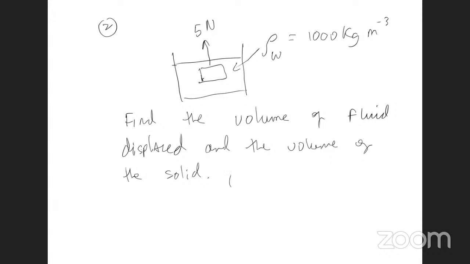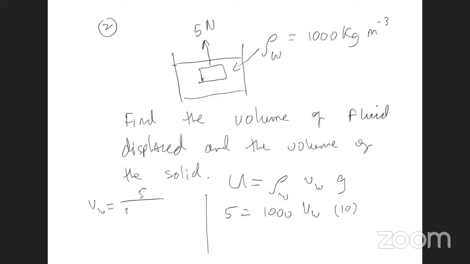So upthrust is what? We said upthrust is density by volume by gravity. We know the upthrust is 5, density is 1000. We don't know the volume, and we know gravity is 10. That's okay? So it means that volume of water will be 5 over 1000 by 10. Right? That's what the volume will be.